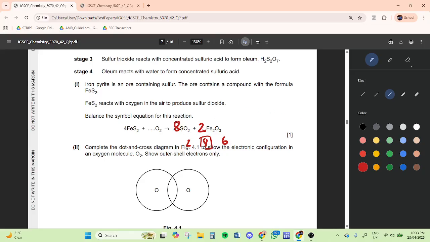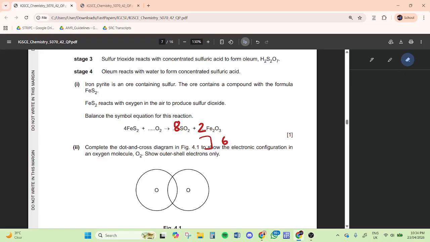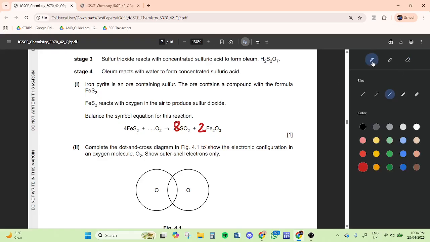If we recalculate how much oxygen we have, on this side you have 8 twos are 16, and on this side you have 2 threes are 6. That gives you a total of 22 O atoms. So not 22 O2, 22 O. So how do we get 22 O? Well, if you divide this by 2, you get 11 O2. So this will be a nice, simple 11.